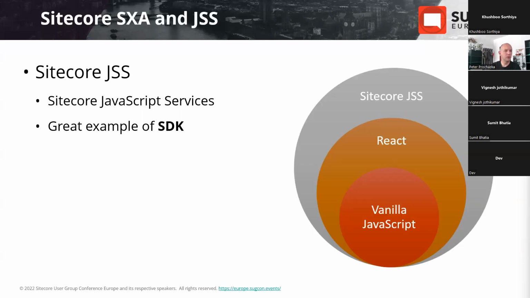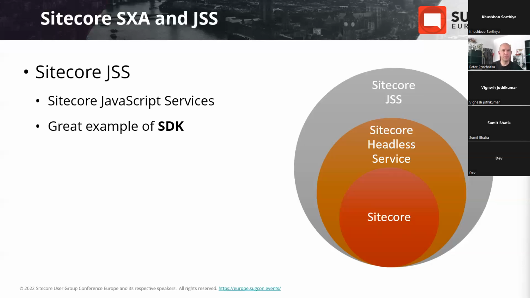Then, if we think about JSS in terms of React or other frameworks or libraries, you have vanilla JavaScript, then on top you have the library or framework you choose, and then you have Sitecore JSS, which is on top of each library or JavaScript framework. Then, as I mentioned, we have the headless services. This is something that was formerly named Sitecore JavaScript services. It's a module that provides a suite of REST and GraphQL endpoints that return JSON formatted Sitecore data.